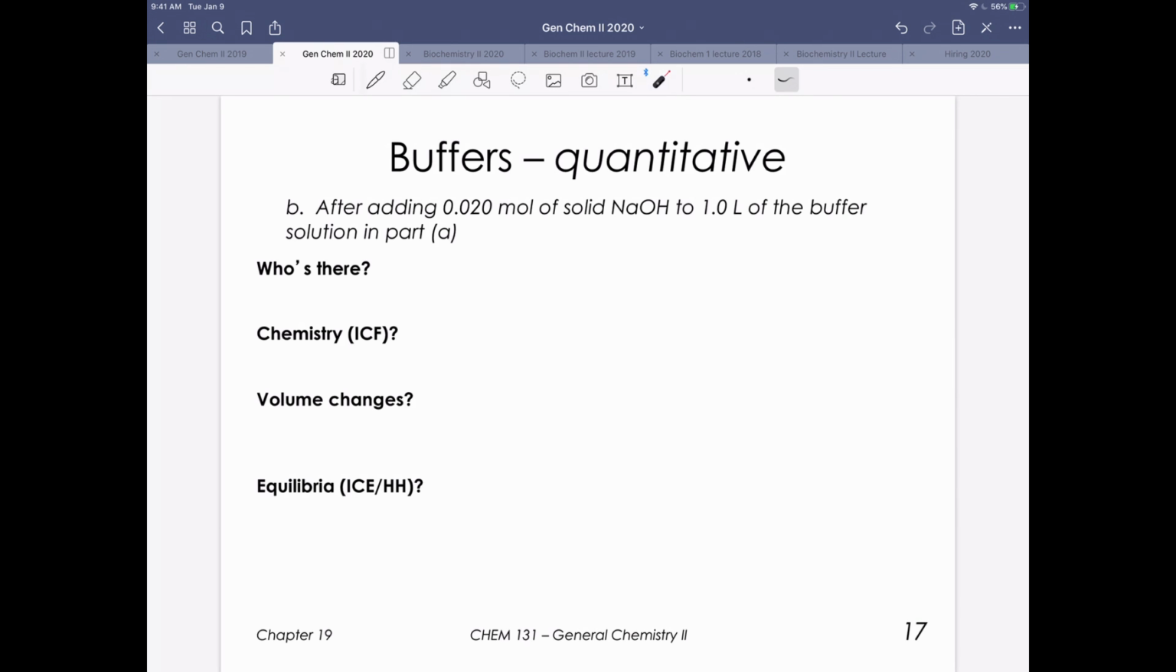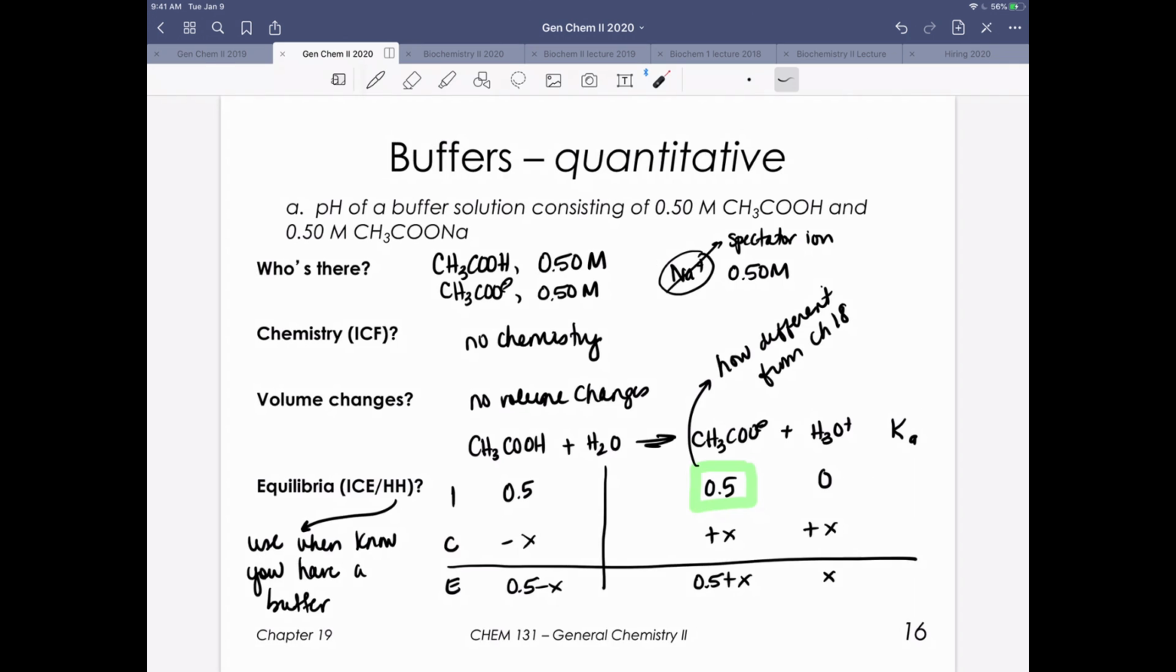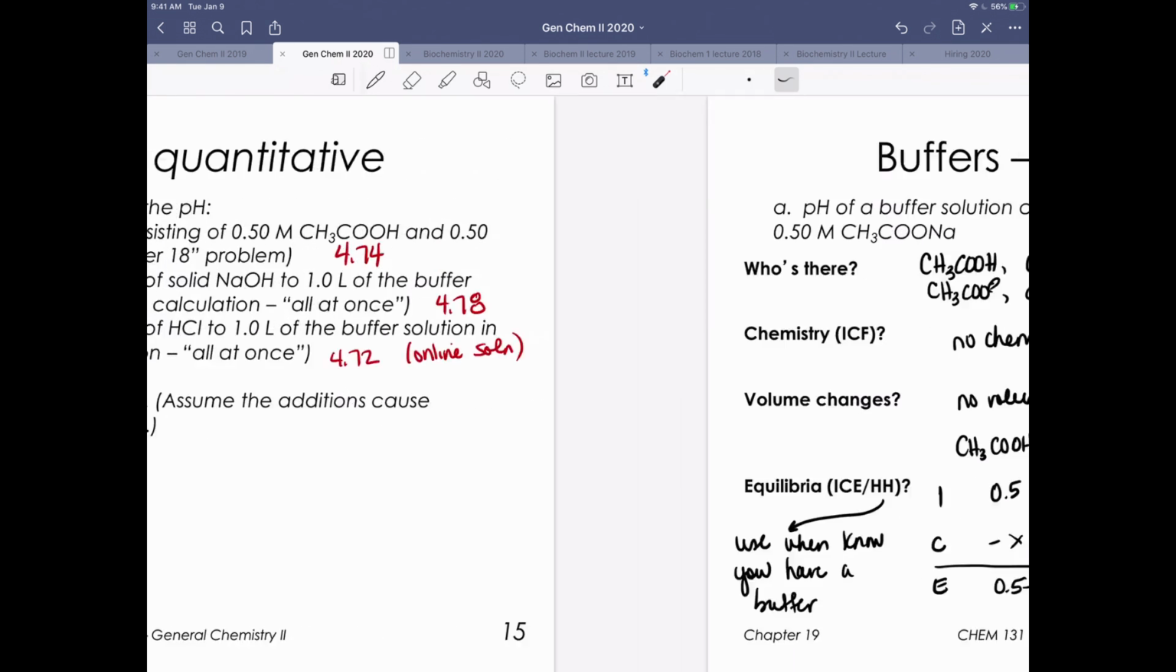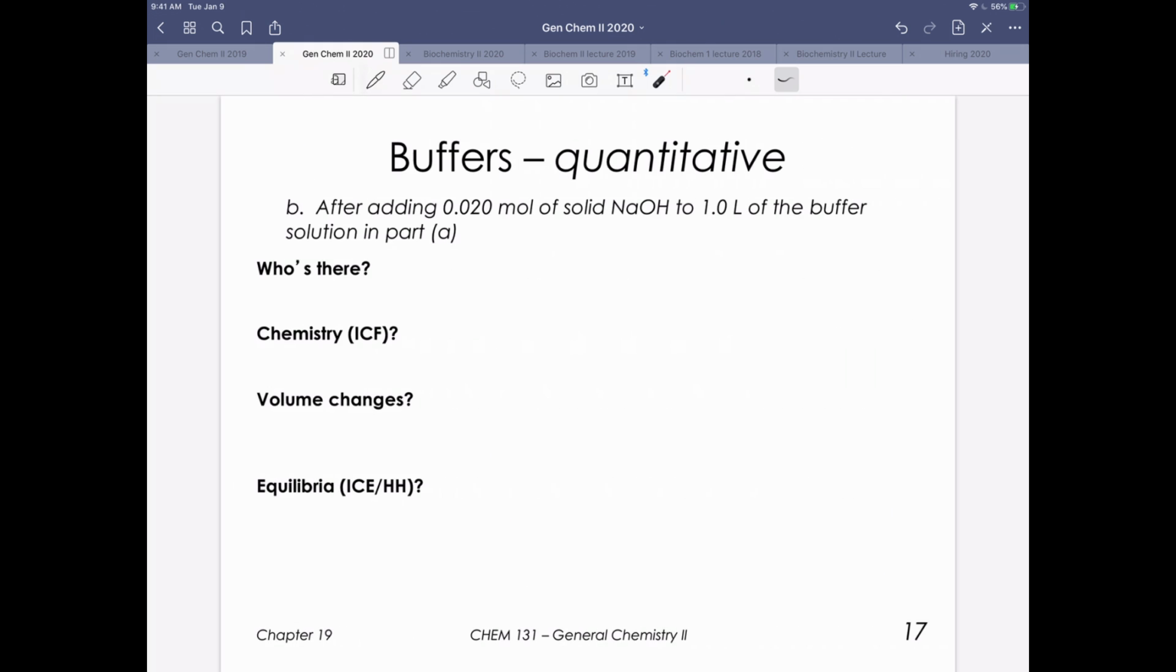But if you want, take a stab at working through that problem. Again, highlighting, we know that the pH is going to increase a little bit. See if you can do the chemistry that gets you to 4.78. So start by writing who's there, identifying the chemistry that can happen, keeping track of it with an ICF table. We just said there's not going to be anything to consider with volume changes.